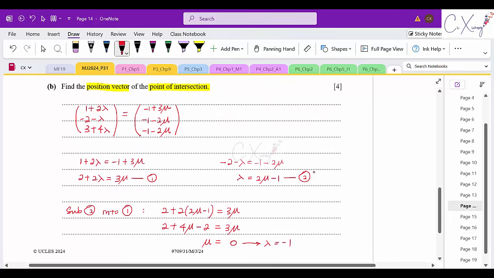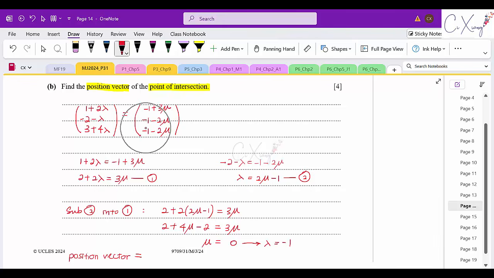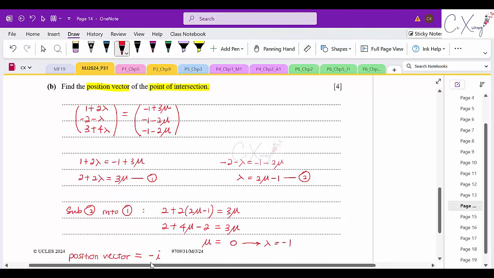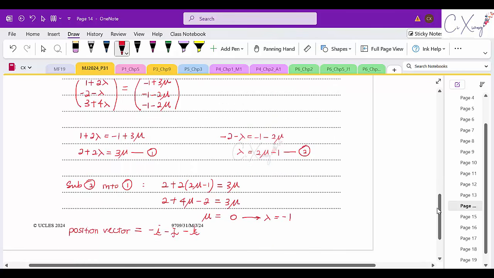So I will directly substitute it here. The position vector for the intersection point is, for me, I substitute 0 into this vector equation. So you can see that it's negative 1, negative 1, negative 1. So I'm having negative i minus j minus k. So this is the position vector of the intersection point.